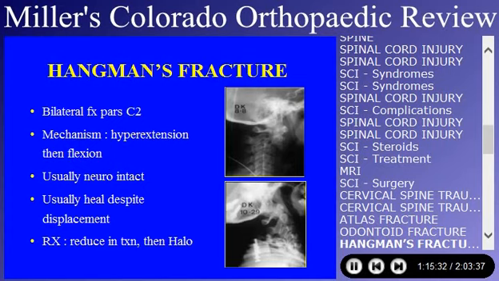Now, many times you'll lose reduction with the badly displaced Hangman's if you put them in a halo too early. There's no study that I know of that identifies any degree of displacement, it's not like odontoids, as an indication to operate. So even if the best you can do is 3 millimeters displaced, 5 millimeters displaced, 7 millimeters displaced, I would be very reluctant to operate on someone acutely with a Hangman's fracture, with one exception. This is the type 2 Hangman's, which is widely displaced.